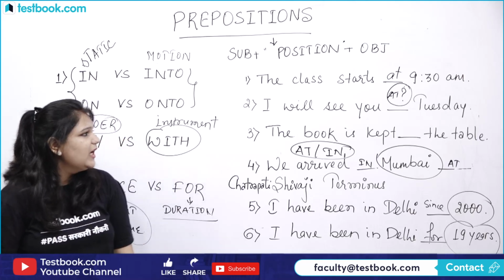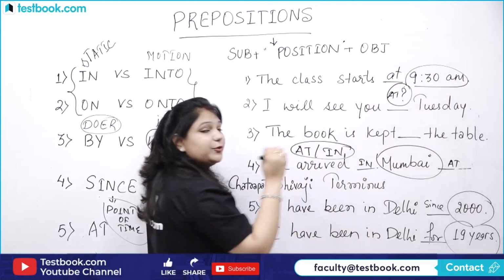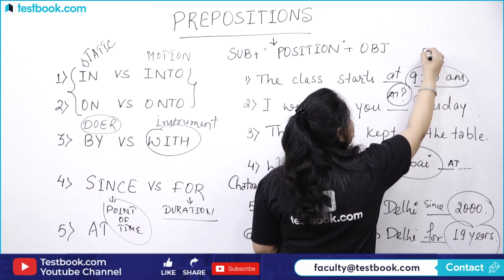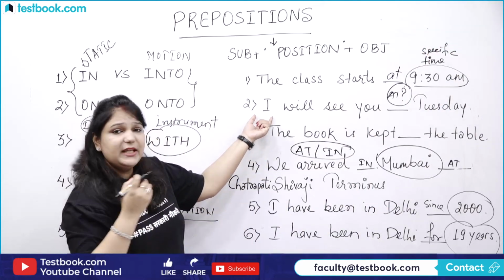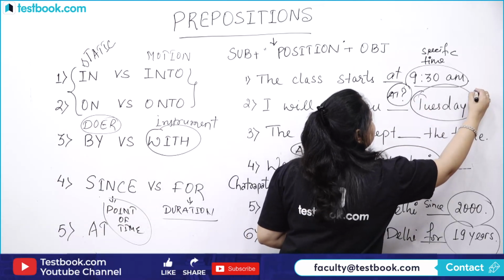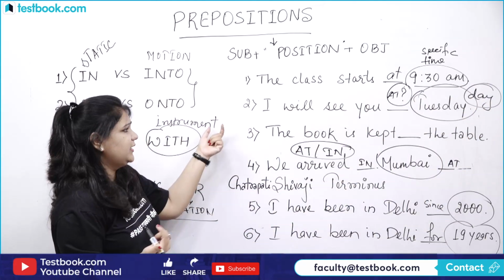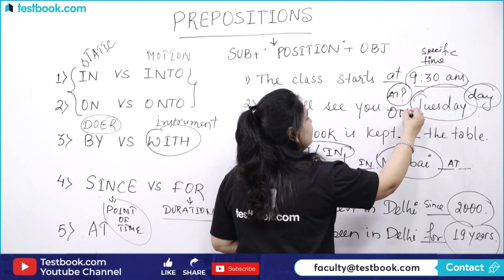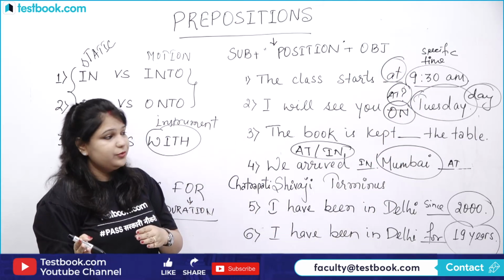Okay. So if you see, with the 9:30 a.m. we have used the preposition at. So this is the time, a specific time. But when we see example number 2, the Tuesday is a day, right? A specific day, as you can see. So here we are going to use on. I will see you on Tuesday, right?